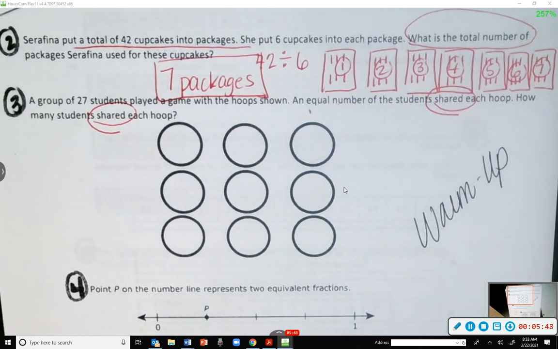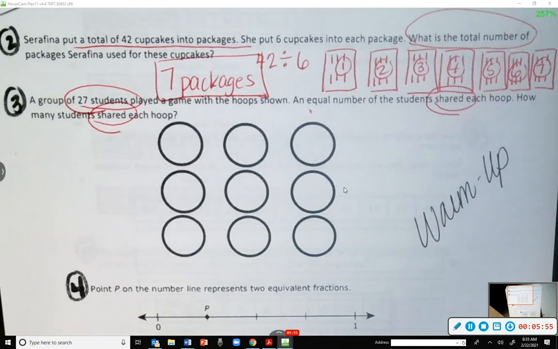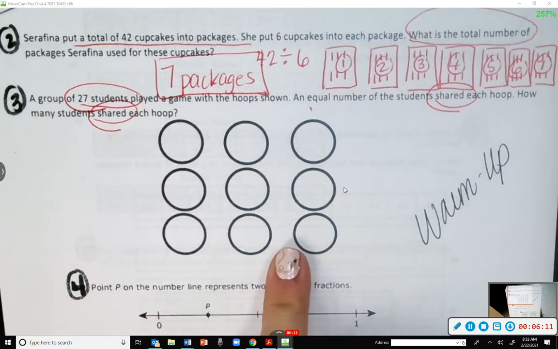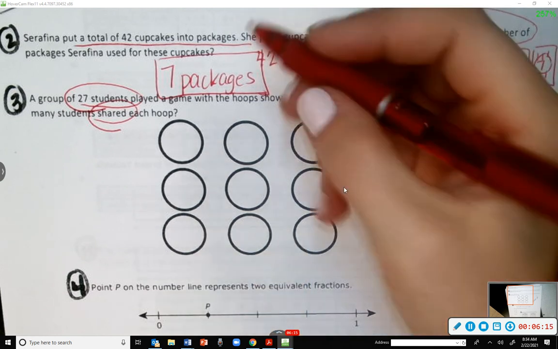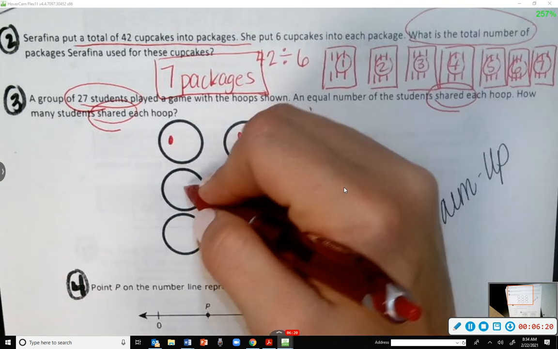Okay, and I have 27 students that are sharing the hula hoops. How many students shared each hoop? So what would I do? Kelsey? You would draw dots or lines in the bubbles and stop at 27. Very good. So these are representing my hula hoops. So I'm going to go ahead and count to 27, putting a dot inside each one until I run out.